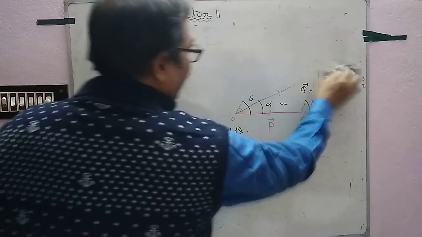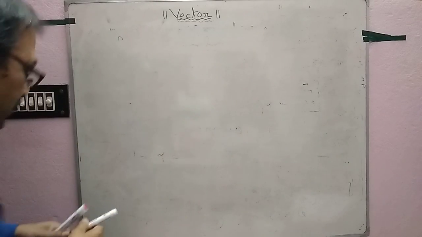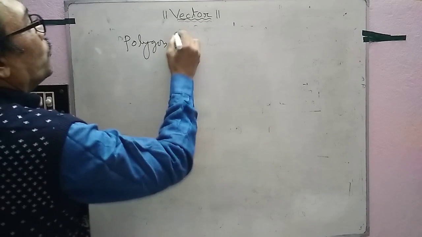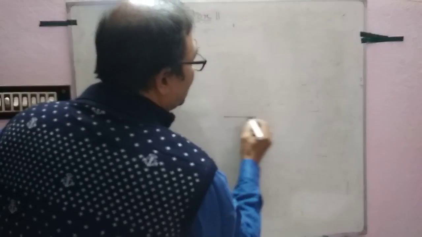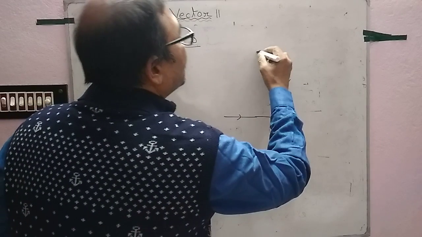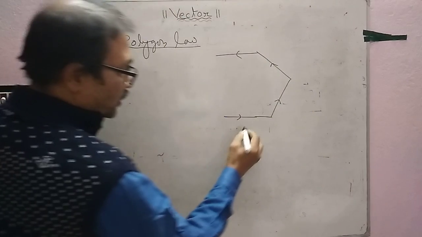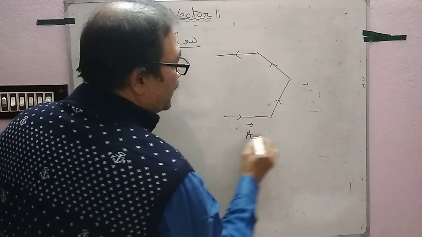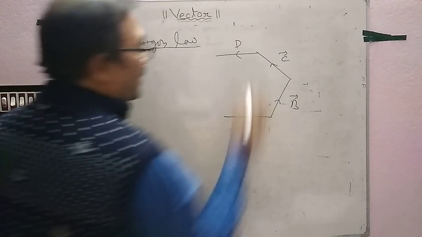Parallelogram law of vector addition. Next, polygon law of vector addition. Polygon law. বহুভুজ সূত্র, polygon law. Suppose this is a vector, this is another vector, this is another vector, this is another vector. Follow? This is p vector, this is a vector, this is b vector, c vector, d vector.